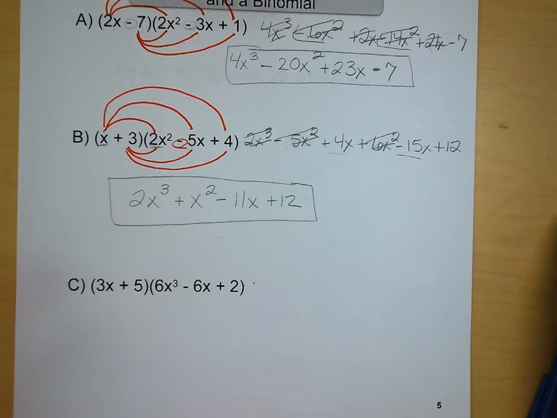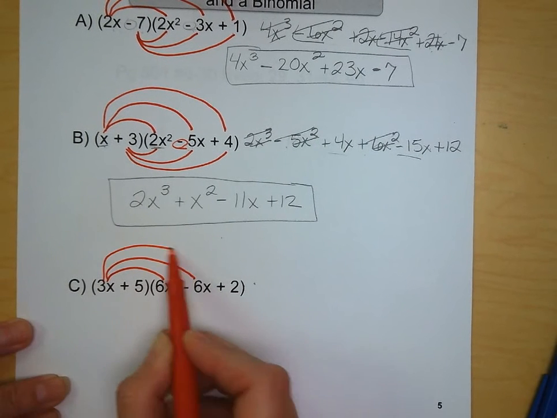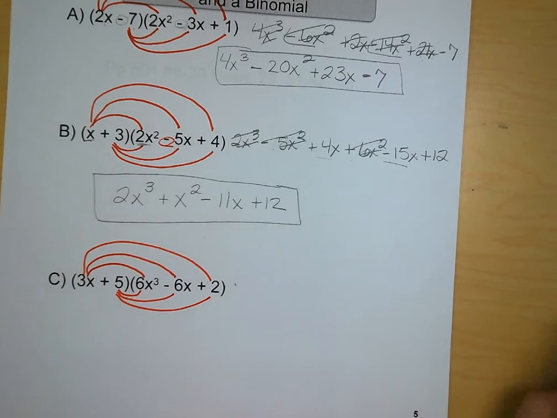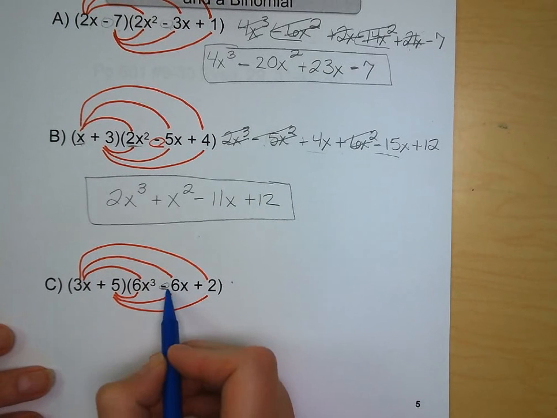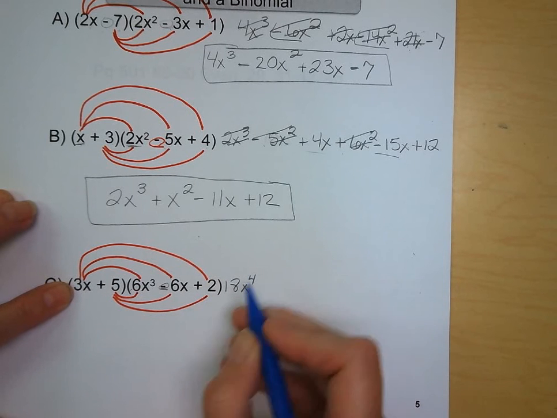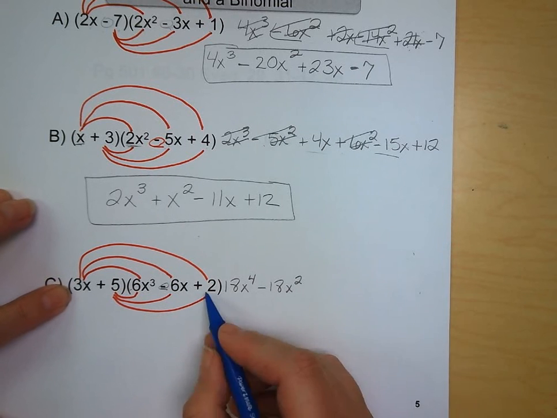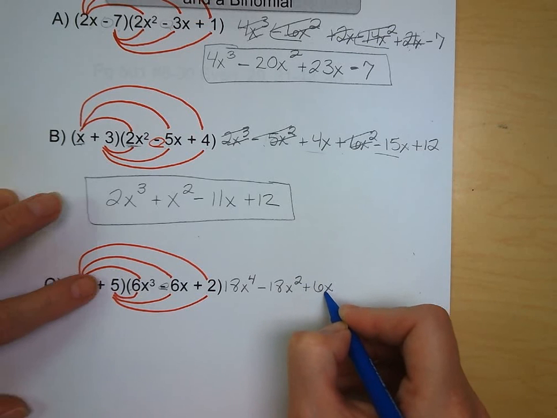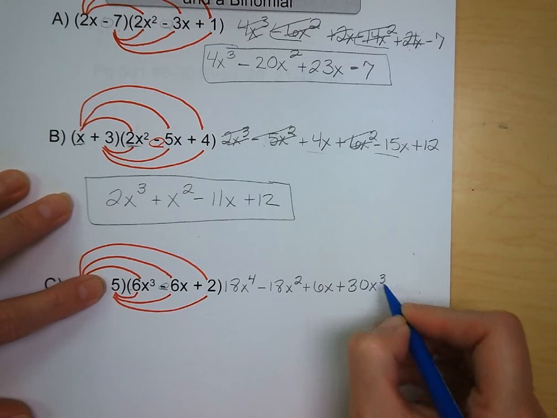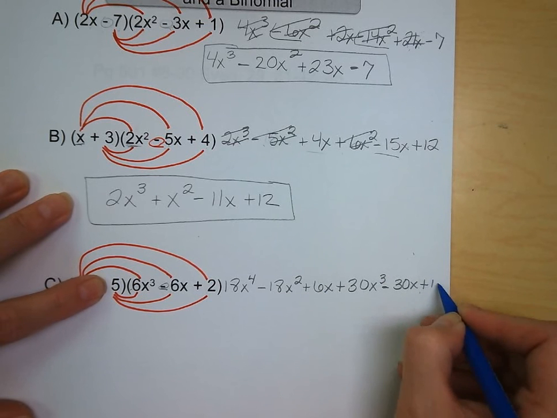All right. Our next problem, again, drawing the rainbows. We need to remember we are distributing to all three terms in the trinomial. And again, be mindful of that negative sign on the 6x. So 3x times 6x cubed is going to give us 18x to the fourth. 3x times negative 6x is negative 18x squared. And 3x times 2 is 6x. 5 times 6x cubed is going to be 30x cubed, minus 30x squared, or 30x, and plus 10.